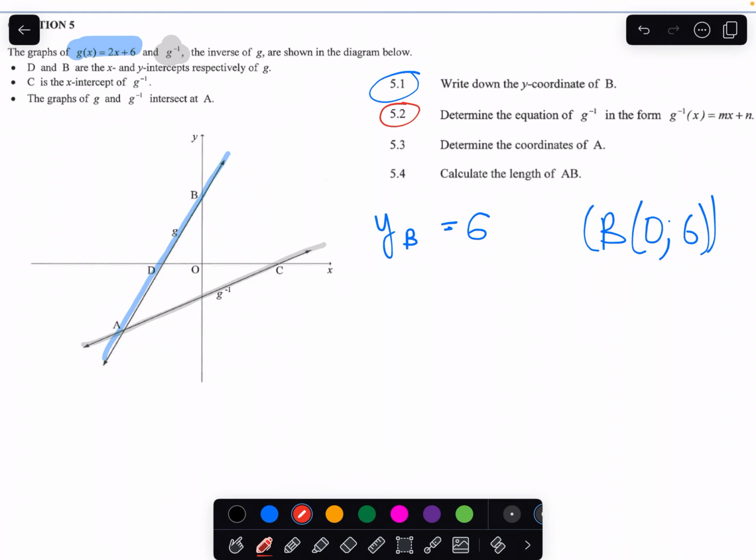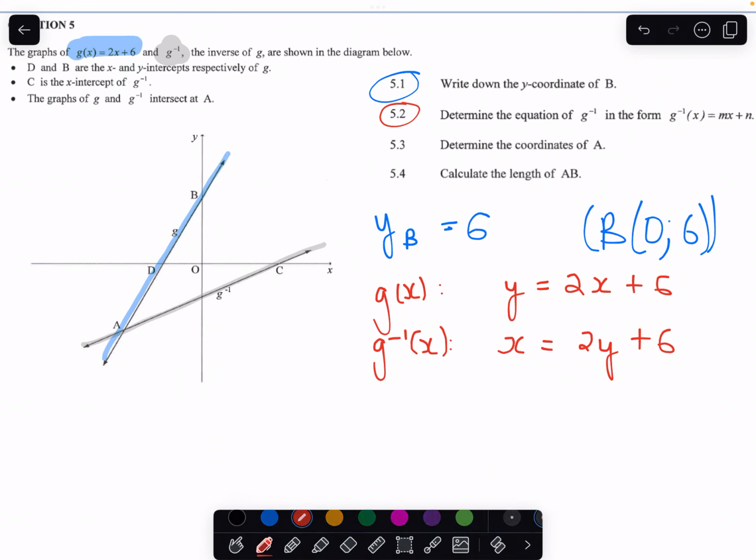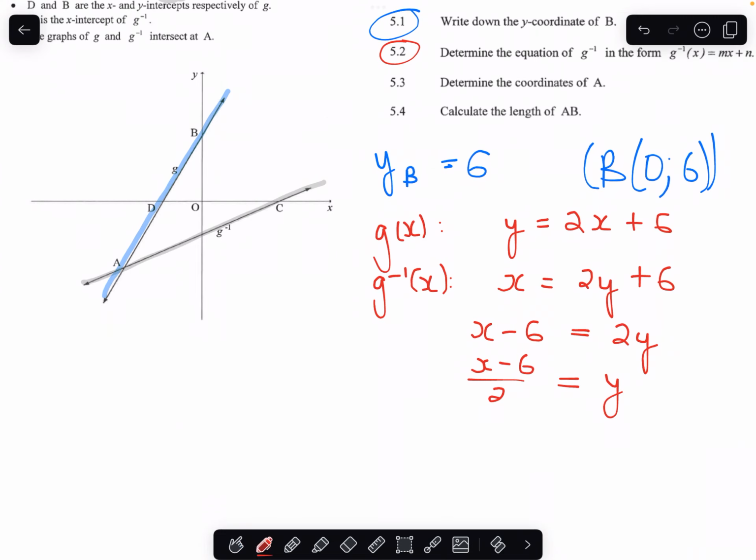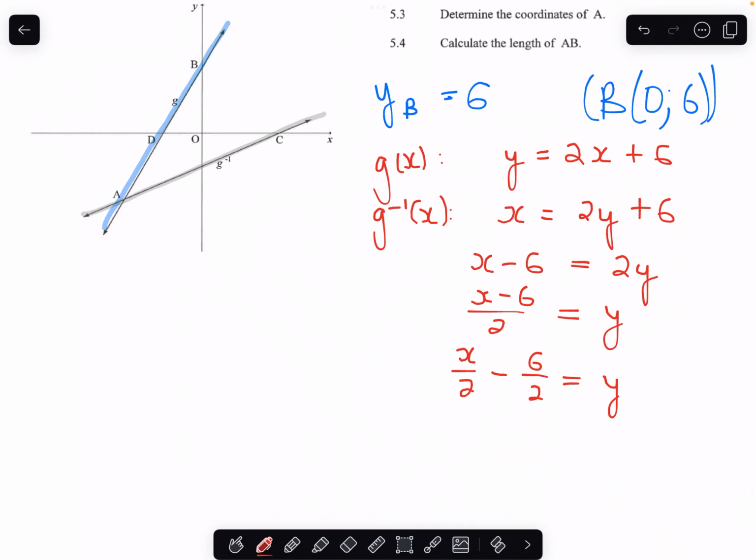Determine the equation of the inverse of g in the form g inverse of x is equal to mx plus n. Okay, cool. So g of x is this. To find the inverse of g, we just swap the x and the y around, and then we make y the subject of the equation. So x minus 6 is equal to 2y, and then divide through by 2. And then we can just split the fractions. So that'll be x over 2 minus 6 over 2. And to write that even more nicely, that's just a half x minus 3 is equal to y.